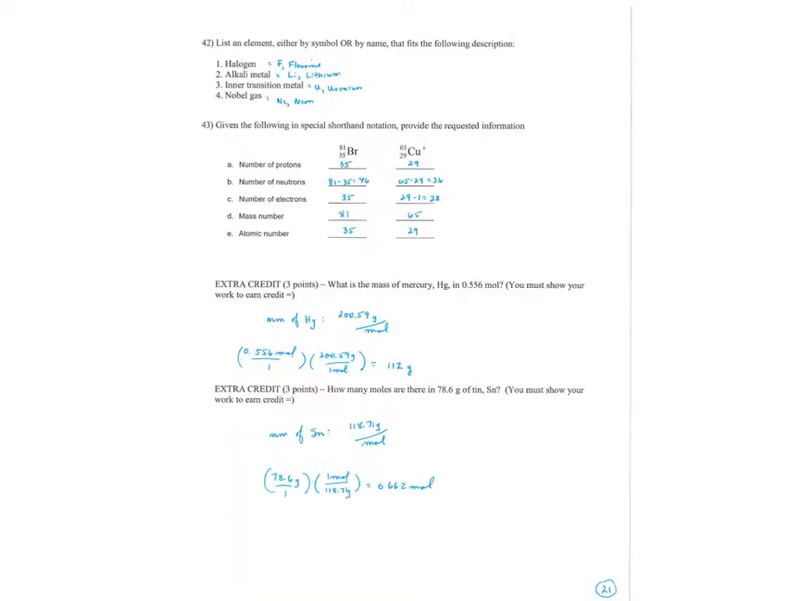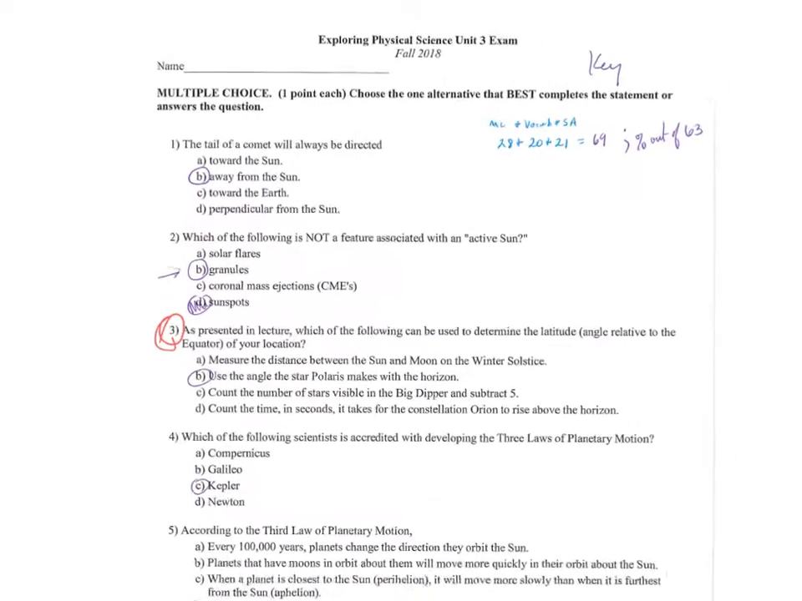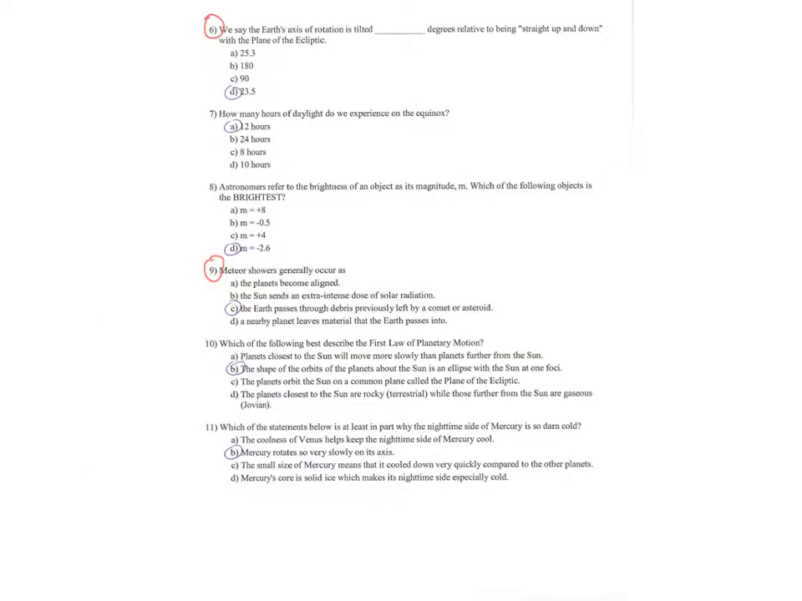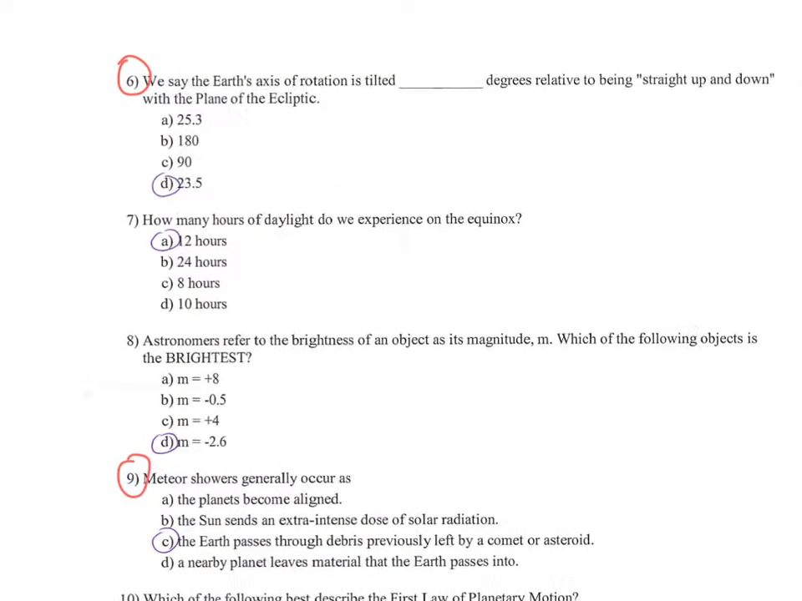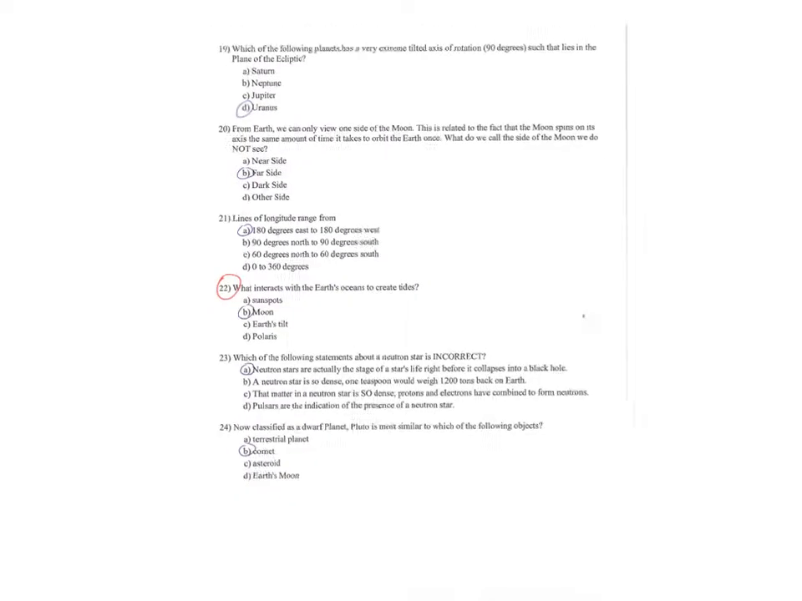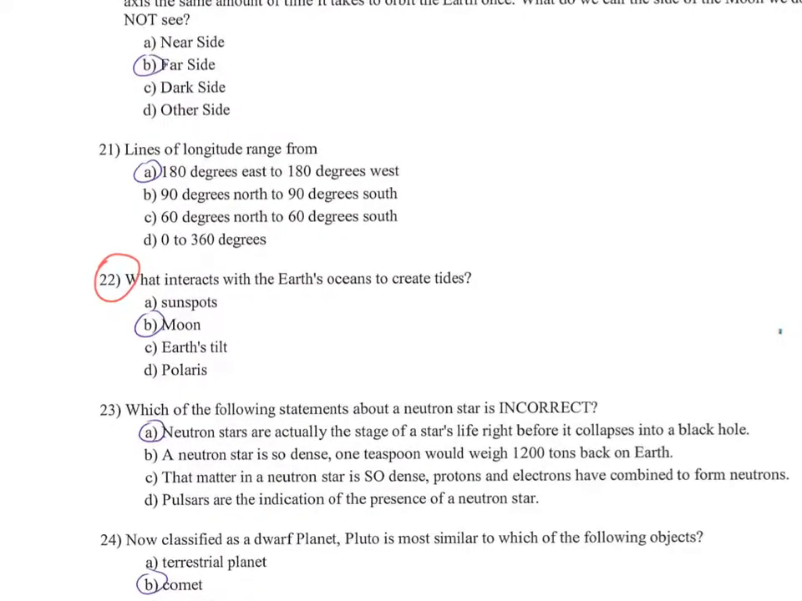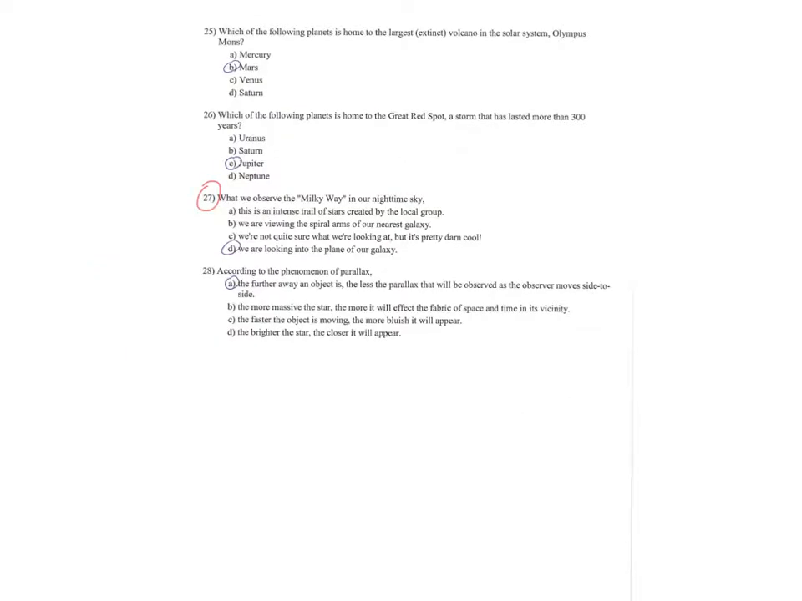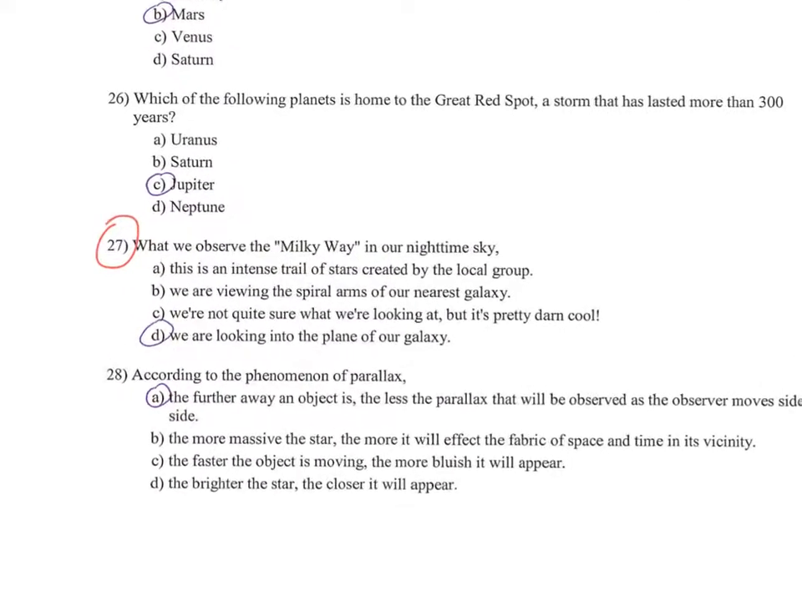We go on to the next. So possible multiple choice questions from your Unit 3 exam would be question 3 on the first page, question 6 and 9 on the second page, questions 12, 14, and 15 on the next page, question 22 on the next page. Is that about it for multiple choice? Let's see. Nope. One more possible multiple choice. Question 27.